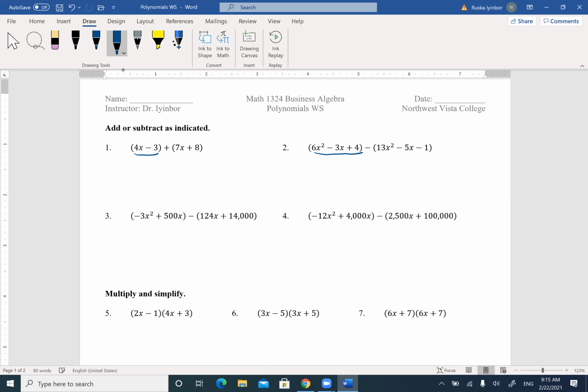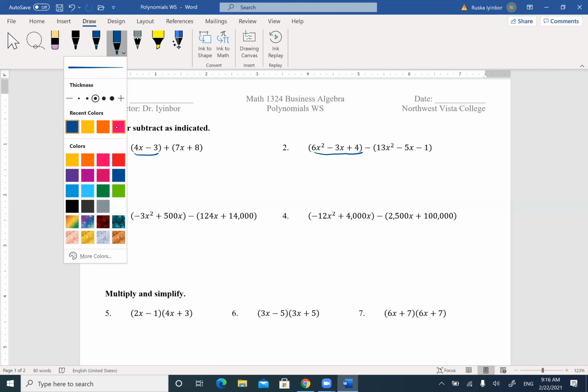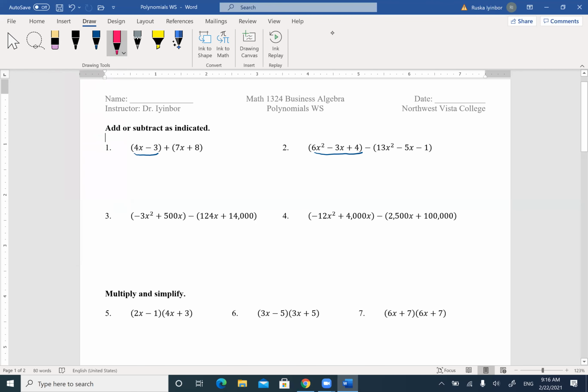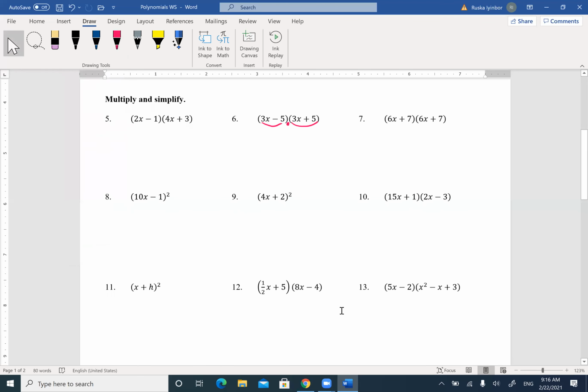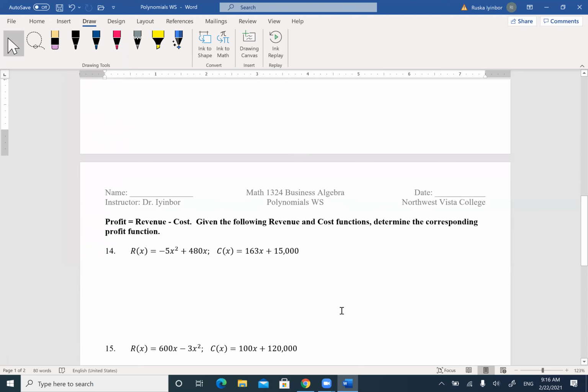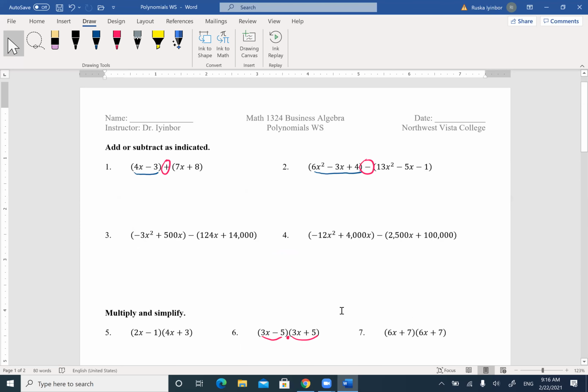So pretty much what you're going to do with these polynomials, we're going to add, subtract, and multiply. Here, because between them you have a plus, you're going to add. Between those two, there is no sign, and the operation is multiplying. If you have parentheses like this again, that means the operation is multiplying. We're going to multiply the polynomials. And then you're going to do some applications with revenue and cost functions. Okay, so that's what we have for today.